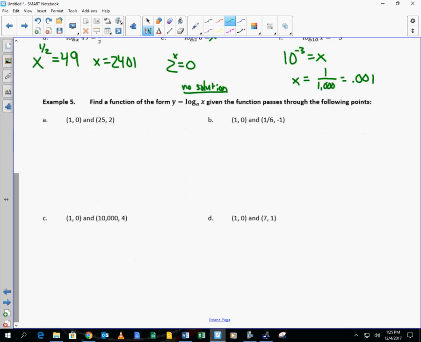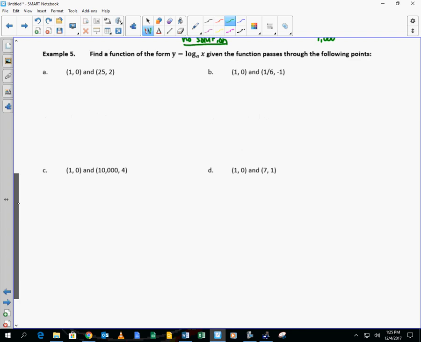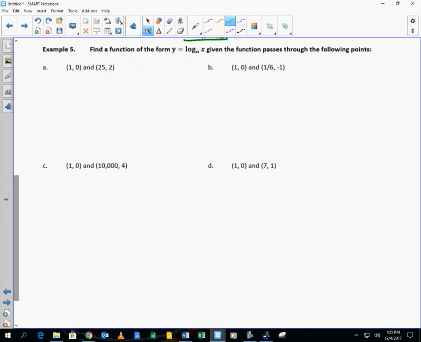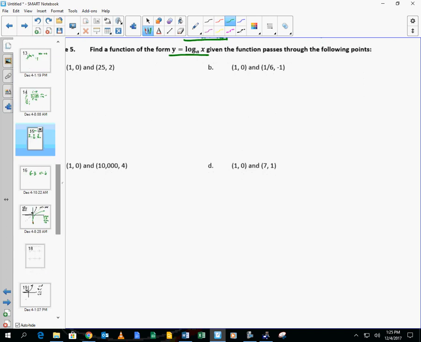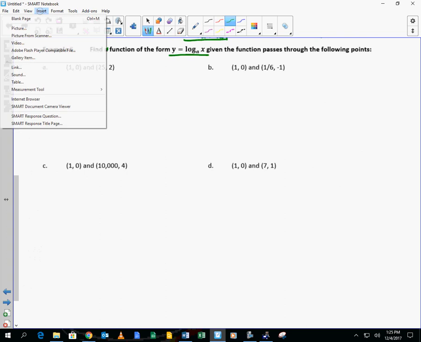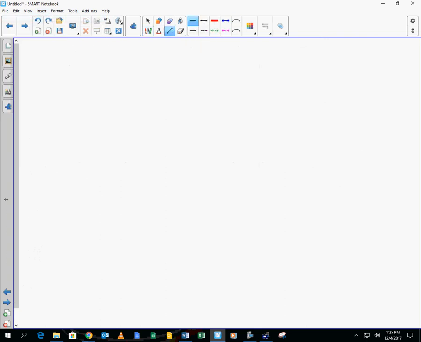Okay. So we looked at rewriting them and solving for some pieces. Let's look at the logarithmic function, okay? You don't have to write this down, but this is where you should have some definite aha moments, folks. Definite aha moments.